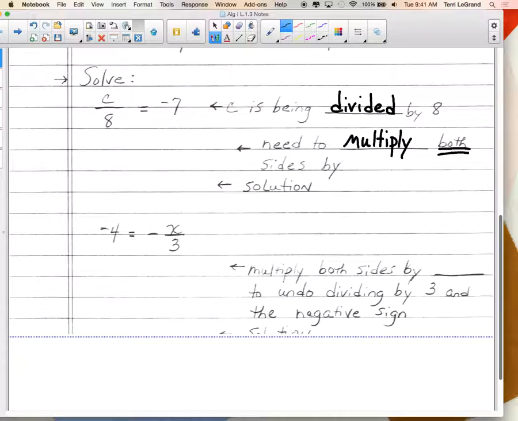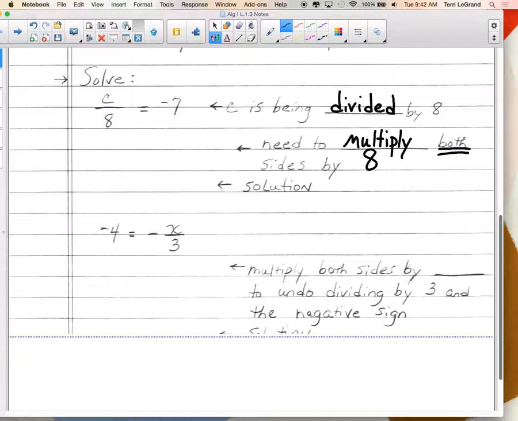Not by the reciprocal. Because it's being divided by 8, so we would multiply by the reciprocal of 8, which is 1/8. Not in this case we wouldn't. We need to multiply both sides by 8, just 8. What is it being divided by? That's what we're going to multiply by.